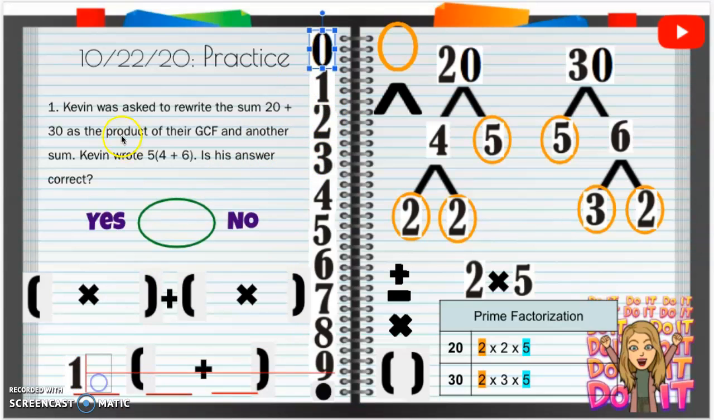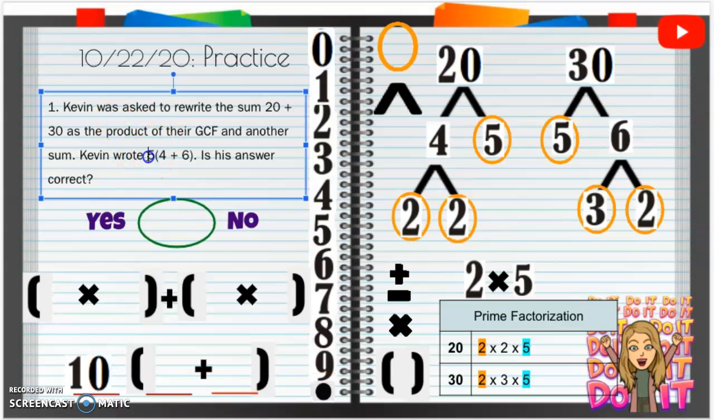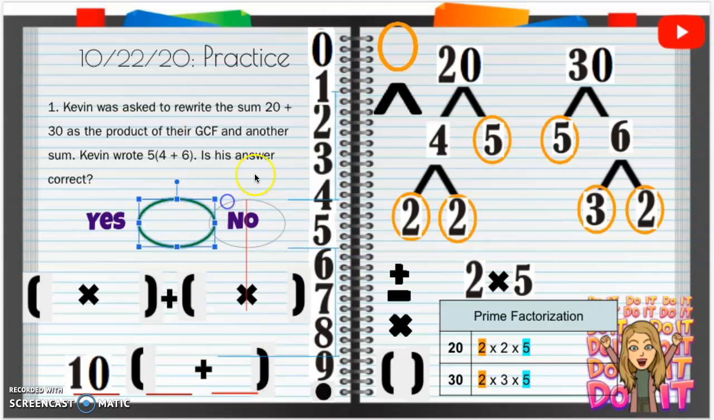So no, Kevin did not get it right. He said it was 5. So I'm going to move this circle over the no, so he was not correct. But we are going to figure out, and we're going to tell him what it is. So it's that 10 in the front of the parentheses.